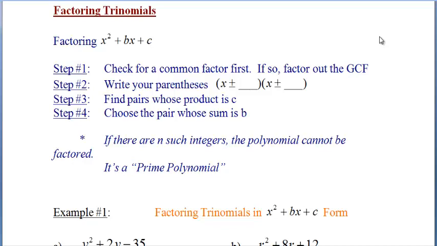Step 2, write your two sets of parentheses. Step 3, we're going to look for the factors of our constant. That's our c term. And we're going to choose the pair of factors from step 3 that add to equal the coefficient of our middle term b. If there aren't any factors that add to our middle term's coefficient, then it's a prime polynomial, which means it cannot be factored.